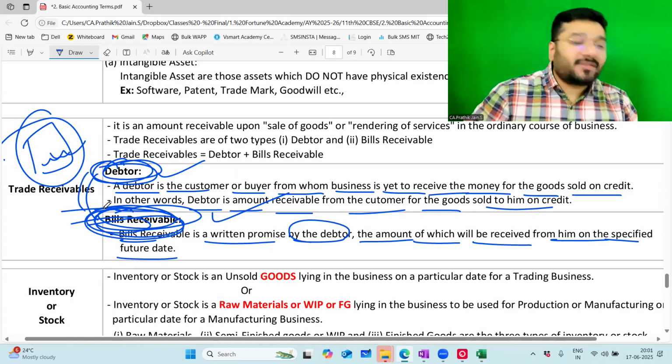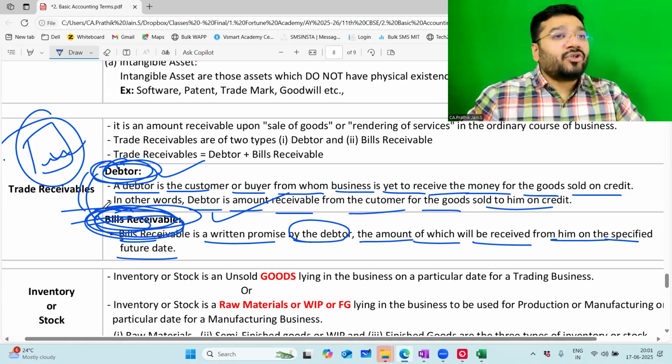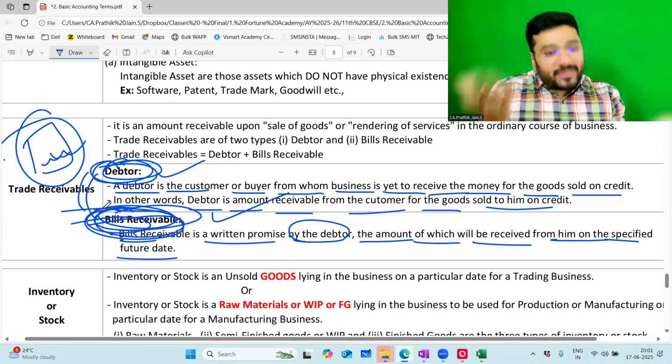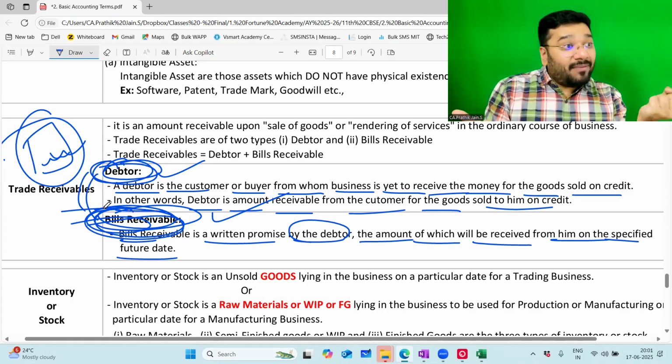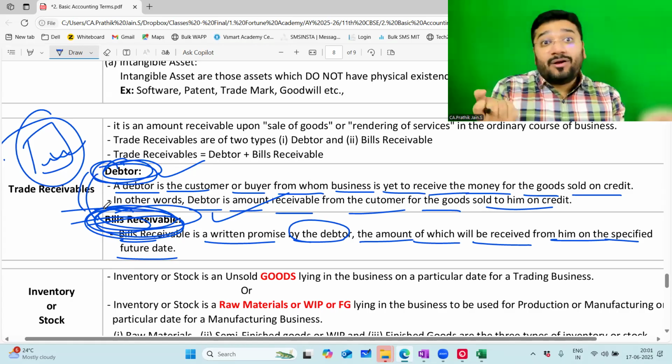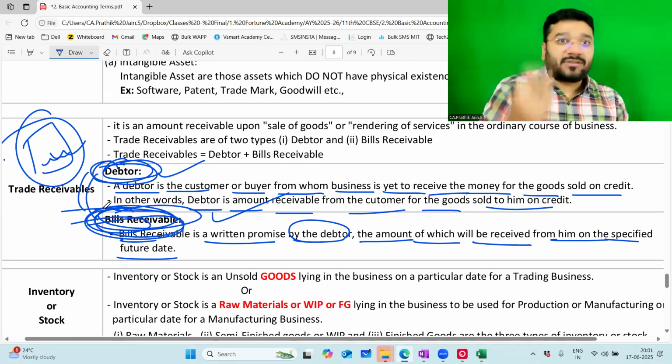That's the only difference. Both are asset. So debtor is also customer. Bills receivable also is customer. Both happen upon the credit sale. But debtor means what? He does not give any promise in writing. Whereas the bills receivable gives a promise in writing. That's the only difference.